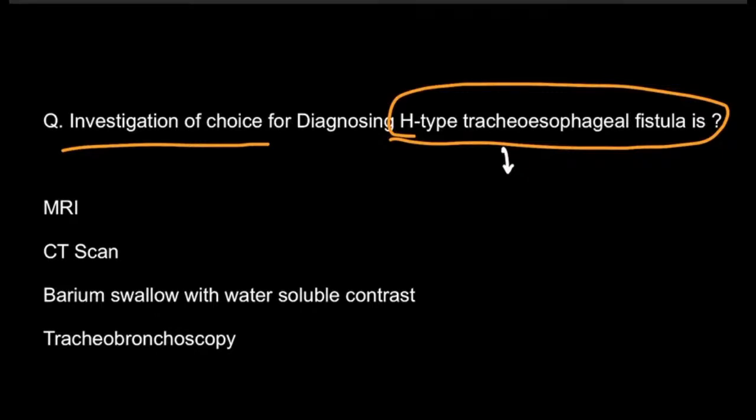Now there are various different types of the tracheoesophageal fistula. What you need to understand is which is the investigation of choice for the H type of tracheoesophageal fistula. Now guys, this is a repeat question. This has already been asked in AIIMS and JIPMER a couple of times. So you need to understand the answer is tracheobronchoscopy. I'll explain exactly what this is. Let's talk about important points regarding the tracheoesophageal fistula.